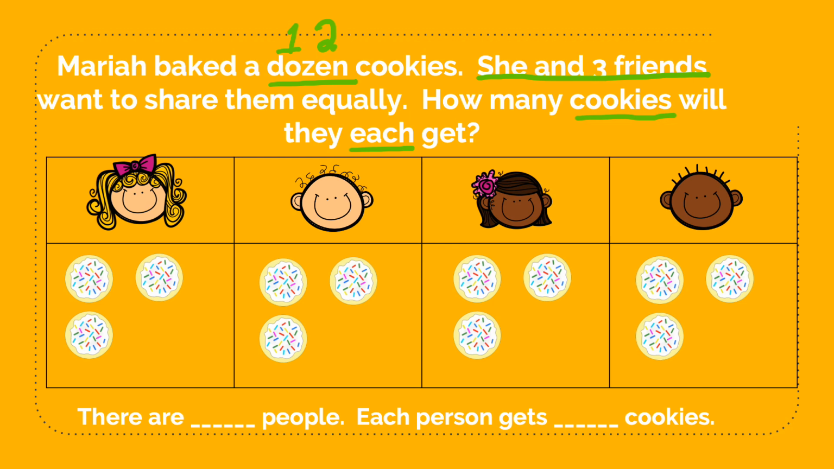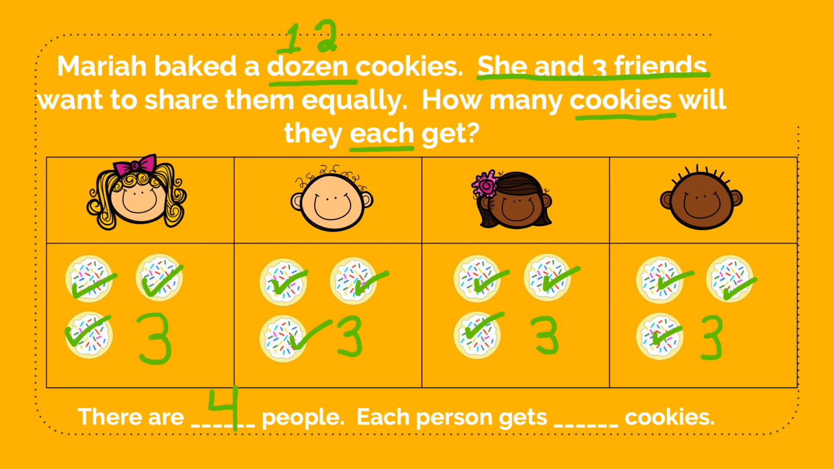So the next step is to count how many cookies each friend received. 1, 2, 3. So I can see that each friend received 3 cookies. So the answer to this problem was that there are 4 people and each person gets 3 cookies.